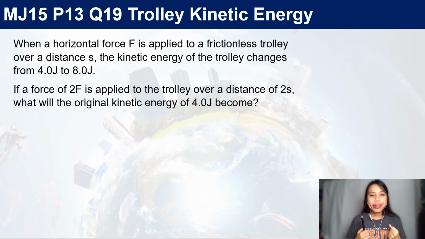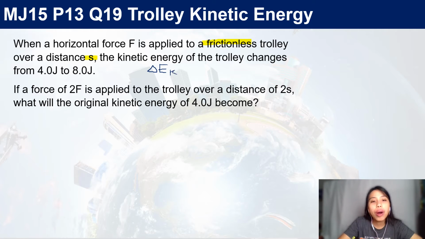Okay, let's resume. So the question is, when a horizontal force is applied to a frictionless trolley, frictionless is important here. Frictionless because if there is friction force, then stuff gets complicated. We'll save that for another video. So you're pushing over a distance s. Kinetic energy changes. Ooh, we have a change in kinetic energy. So kinetic energy is changing from 4 joules to 8 joules. So 8 minus 4 is a change of 4 joules. Okay, good to know. If a force of 2F is applied, what will the original kinetic energy become?